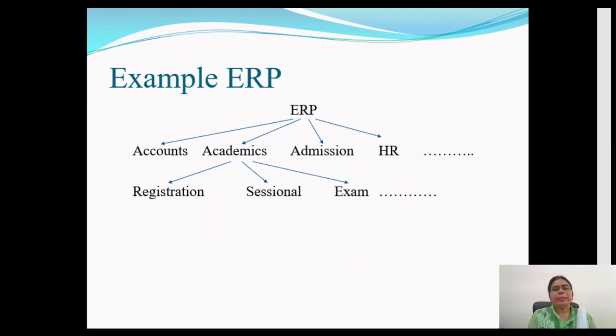So for example, we want to make an ERP for a university. What we need to do is analyze what the functionality of this ERP should be. For making an ERP, we will first analyze that in our university, we have different departments like accounts, academics, admission, HR, and so on. If we talk about the academics department, then in this, we need to develop the process for registration, for sessional marks, for exams, and so on. So in this way, we try to analyze the complete system. We talk with the customer. We try to gather the requirements that they have, and then we start developing the system.